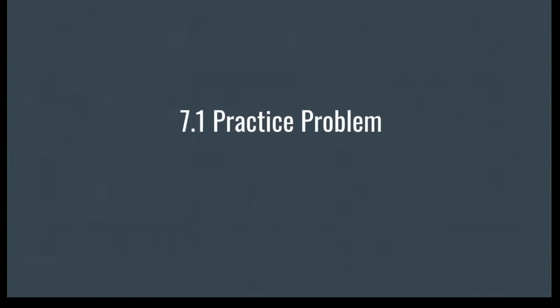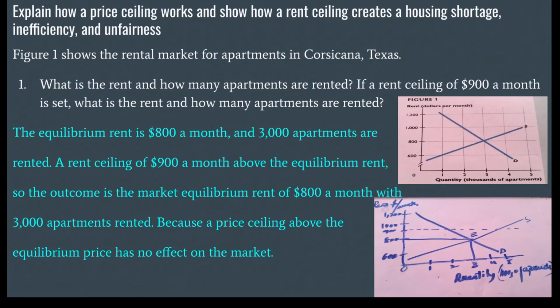7.1 Practice Problem. Explain how a price ceiling works and show how a rent ceiling creates a housing shortage, inefficiency, and unfairness. Figure 1 shows the rental market for apartments in Corsicana, Texas. What is the rent and how many apartments are rented? If a rent ceiling of $900 a month is set, what is the rent and how many apartments are rented?